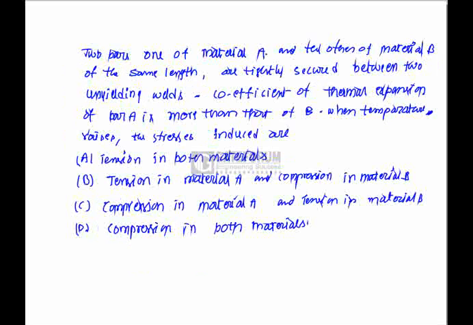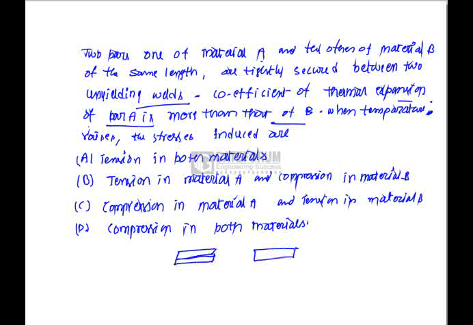Two bars, one of material A and the other of material B, of the same length are tightly secured between two unyielding welds. The coefficient of thermal expansion of bar A is more than that of bar B. When temperature rises, the stresses induced usually depend on the coefficient of thermal expansion when one bar is attached below the other, but here the two bars are attached by a weld. So the coefficient of thermal expansion is not going to matter in this particular question because it is welded. When the temperature rises, both bars are going to be subjected to compression. So both A and B are subjected to compression. So option D is correct.